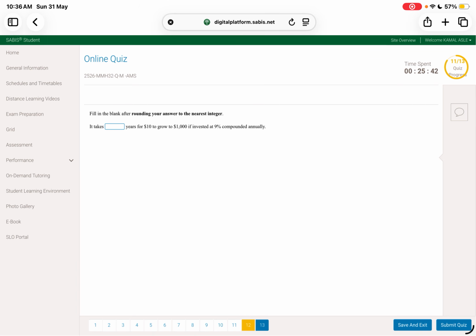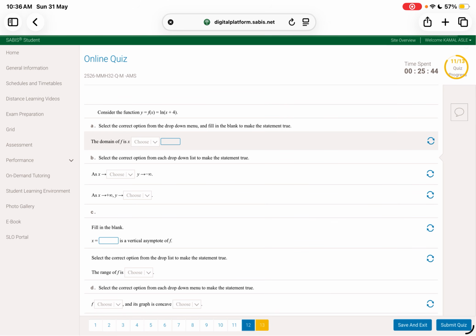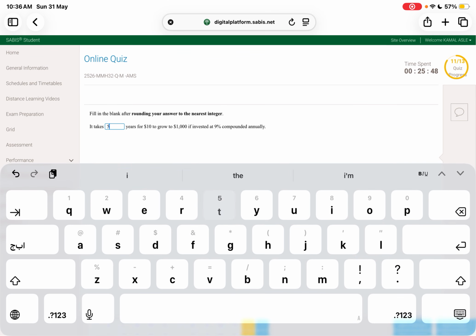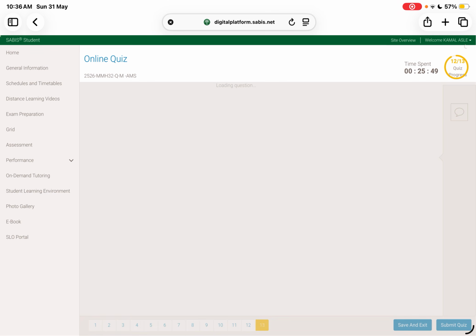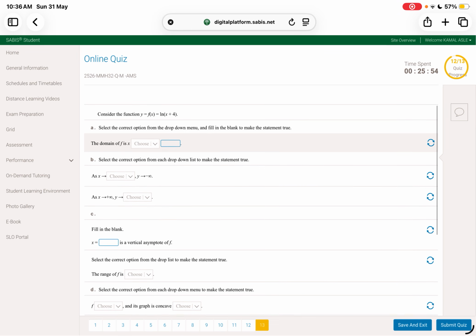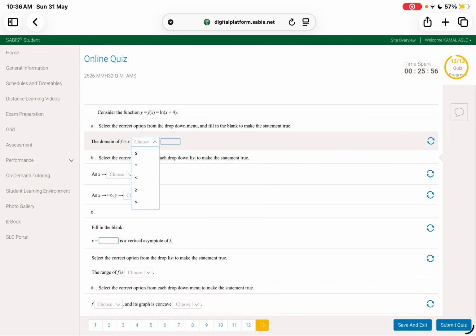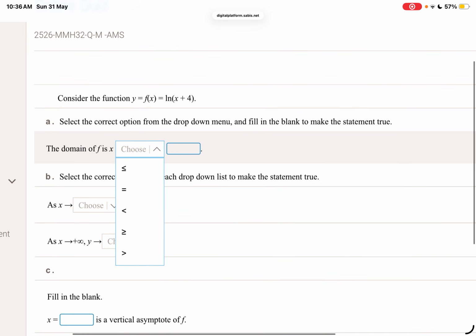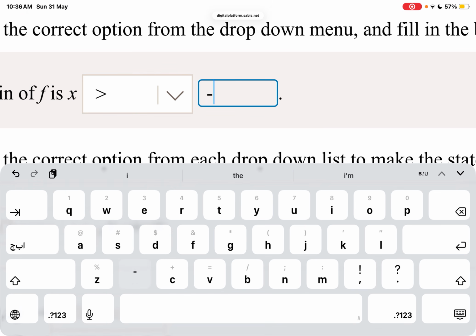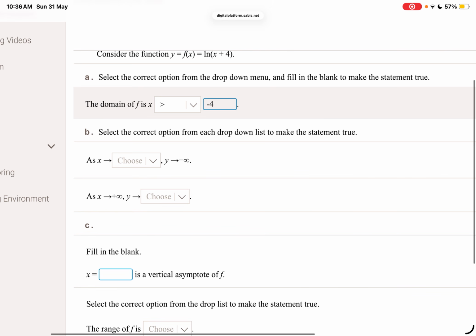And then question number 13. Okay, so here the domain of x is always, it will be greater. Then you put this equal to 0. So x will be equal to minus 4. So greater than minus 4.